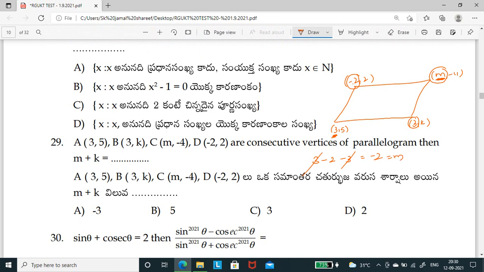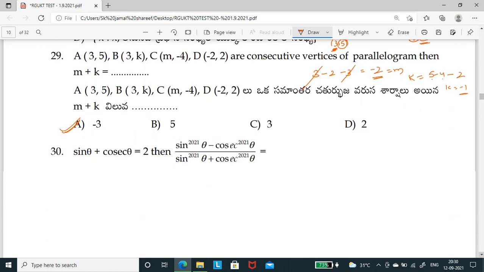The same way we need to find out the value of k. To find the value of k, you need to consider the y coordinates beside k and subtract the values. So from this what can we say? k is equal to 5 minus 4 minus, so the opposite one is 2. So 5 minus 4 is 1, 1 minus 2 is minus 1. So k is equal to minus 1. So when you add them, minus 2 and minus 1 gives me minus 3. Hence option A will be my answer here.